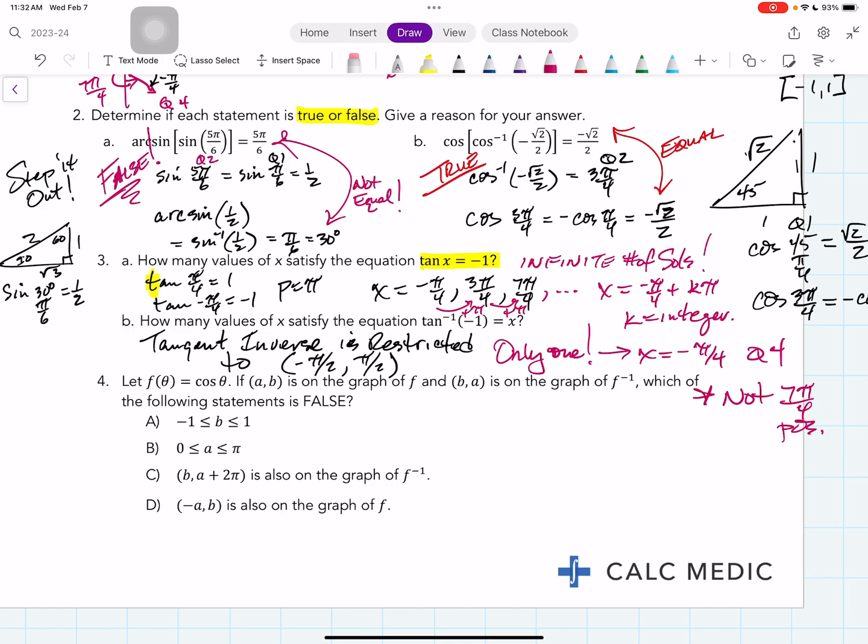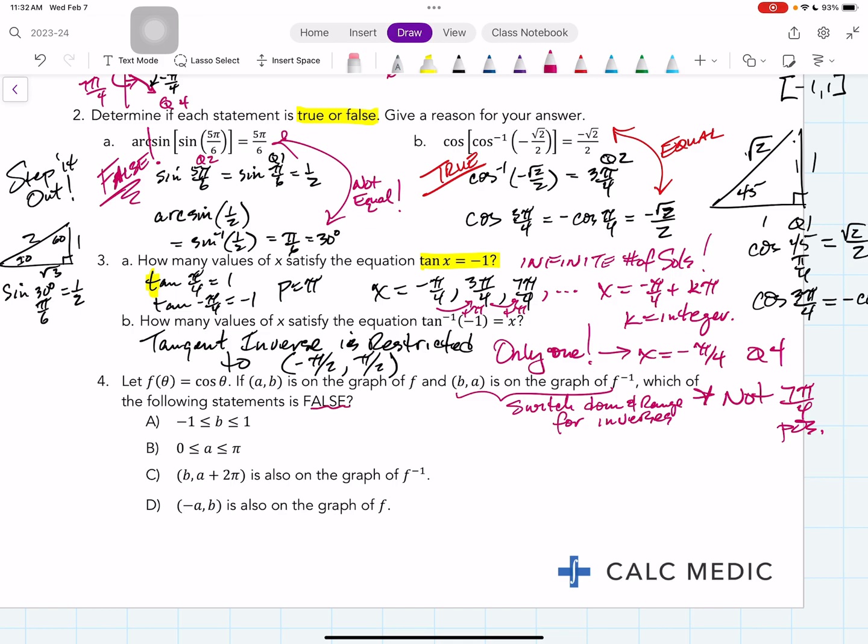Okay, number 4. If f of theta equals cosine theta, and if this point a comma b is on the graph of f, and look at that, they switched the domain and range, b comma a is on the inverse function, which kind of makes sense. They switched the domain and range. So switch domain and range for inverses. Which of the following must be false?